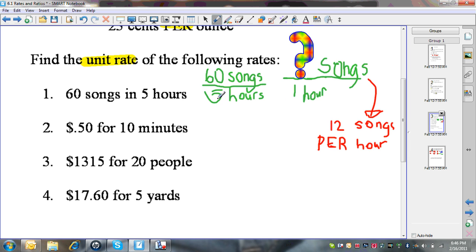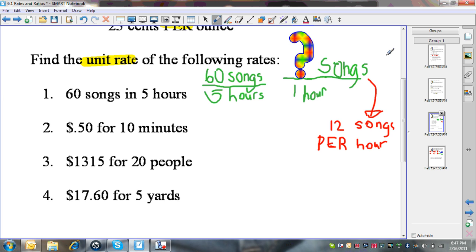You divide. 5 goes into 60. I know this is one of those things you guys got out of bed knowing that 12 times 5 is 60, so you don't need a calculator for this one. 12 songs in 1 hour, or you could say it 12 songs per hour. That is the unit rate.